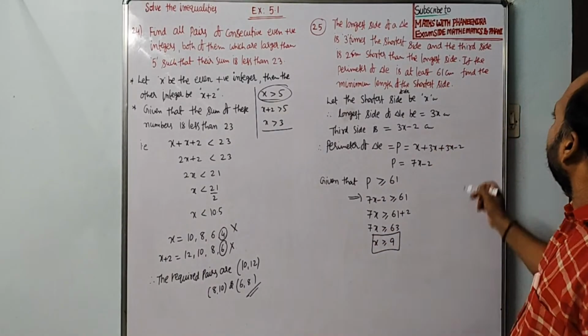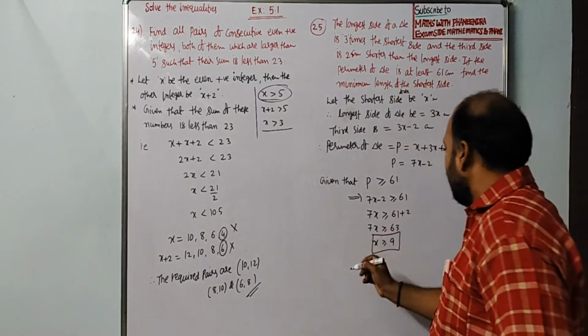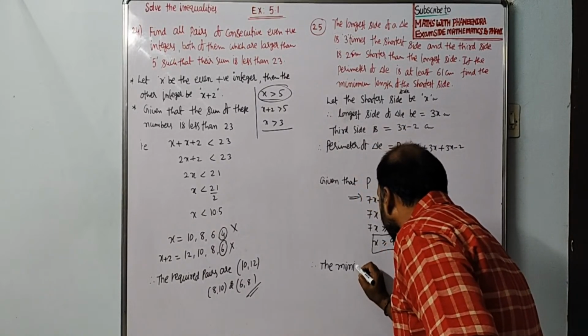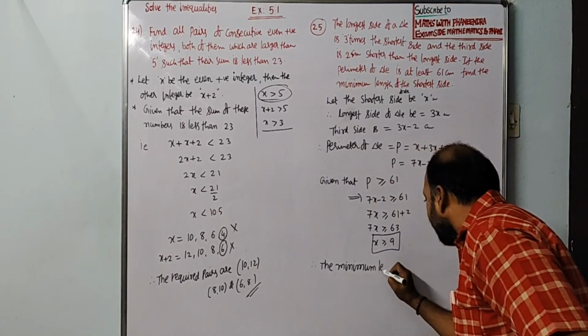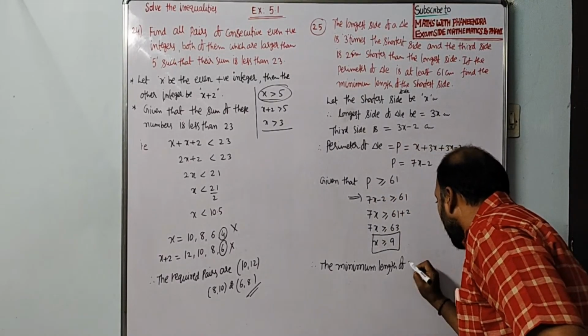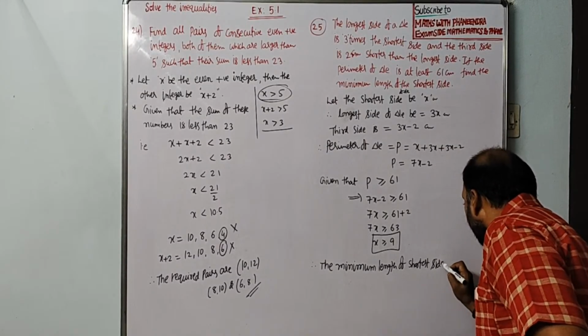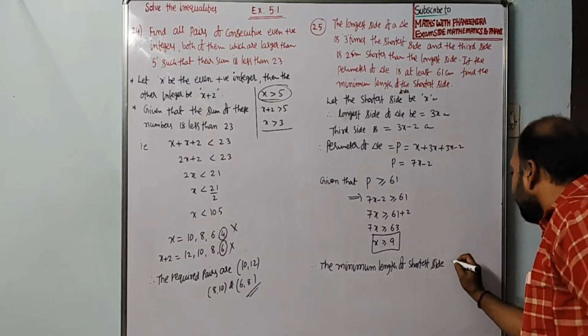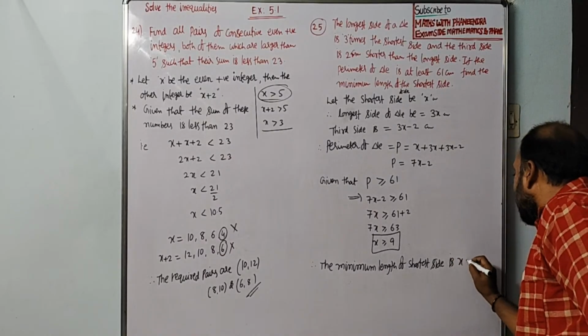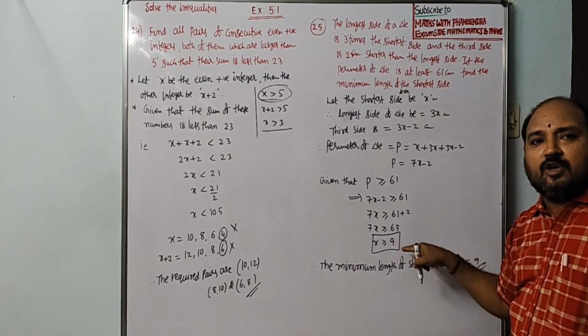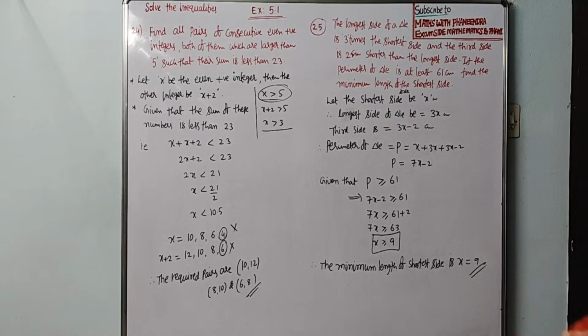So what is asked: find the minimum length of the shortest side. Therefore, the minimum length of the shortest side is x equal to 9. This is the shortest side now. x is equal to 9. It starts from 9. I hope you understand this, students. We'll move to the last question in this session.